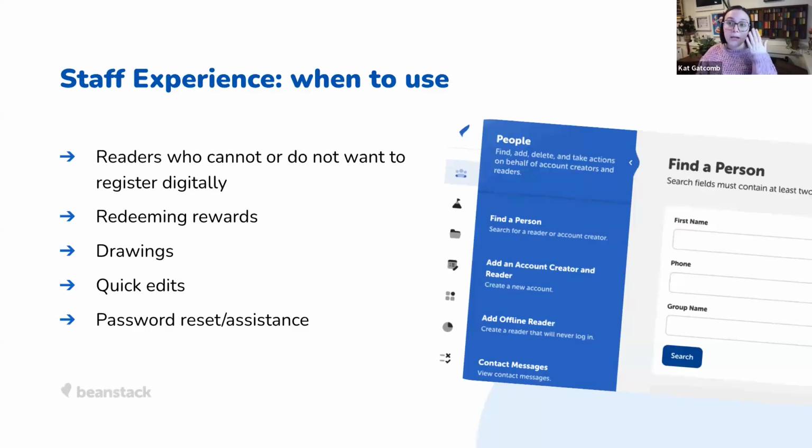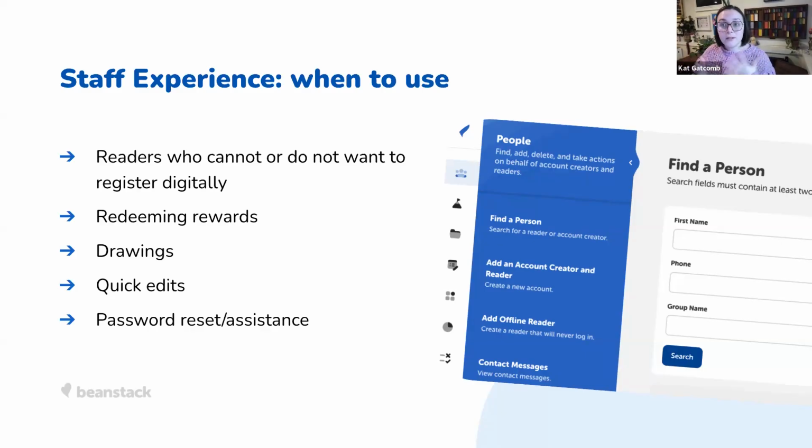So if your library is running, for example, summer reading on this Beanstack site, which we of course hope that many of you do, you may have some readers who cannot access digitally for whatever reason, or they don't want to, and so they may have a paper log. But you want to enter those stats so that you have all your stats in one place. So that's a great example of when you might use that staff side.